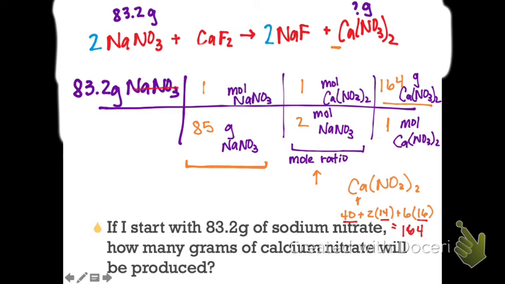So now I'm going to make sure my units cancel one more time. Grams of sodium nitrate cancel. Moles of sodium nitrate cancel. Moles of calcium nitrate cancel. I'm left with grams of calcium nitrate, which is what I want. So now I multiply across the whole top, divide by the whole bottom.